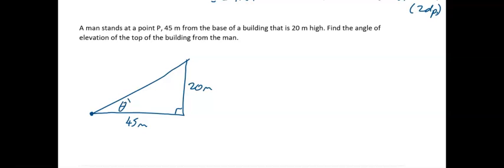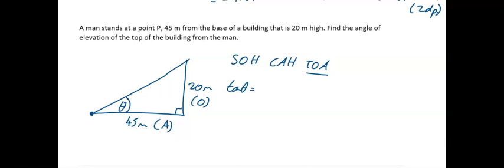And what we want to find is the angle of elevation. So this is the angle at which he looks up at. So relative to your angle theta, 20 is the opposite and 45 is the adjacent. So again, write down your SOHCAHTOA and then decide which one you should be using. Now you've got O and A, sine involves O and H, cos involves A and H, tan involves O and A, so you'll be using your tan. So tan theta is equal to O over A, and then you fill that in.